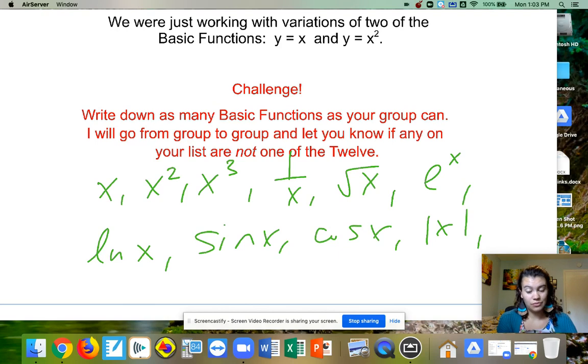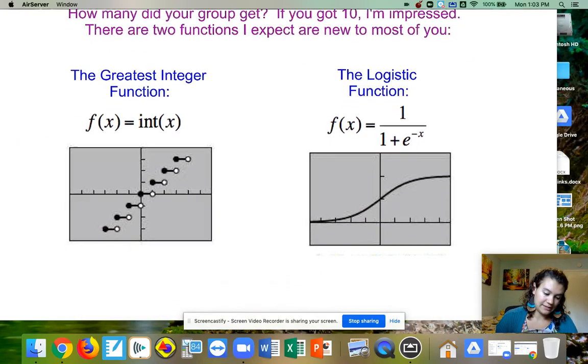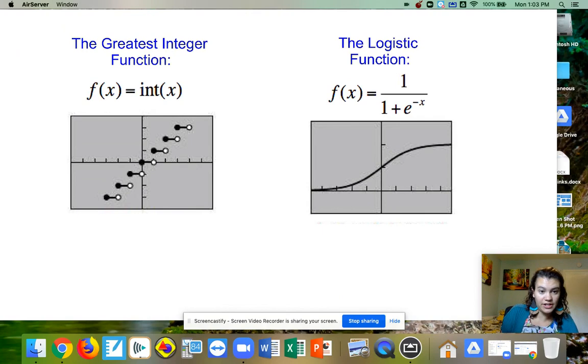Again, come to Zoom, or you've already come to Zoom, and I'll have examples and graphs of all of these. Otherwise, you can do the activity in the 1.3 folder, or check page 99 in your textbook, and that has all of them listed. But the two you probably haven't seen are these two. So the greatest integer function is int x, and what that does is it takes whatever your value is and rounds it down to the nearest whole number.